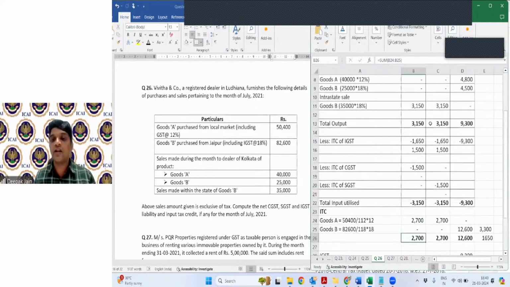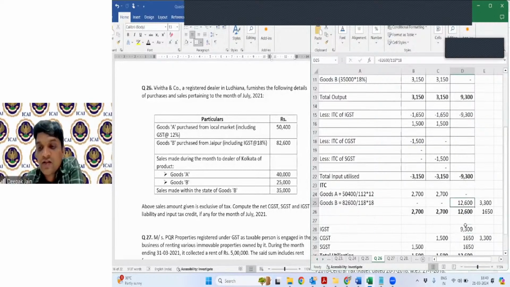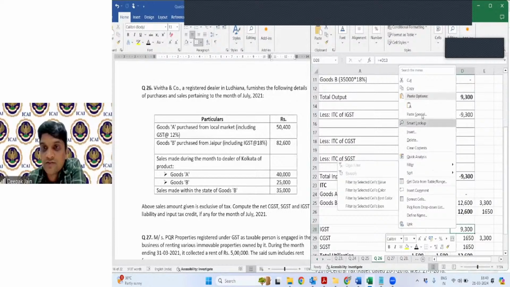Now, how will I utilize this? This is my output and this is my input. 9,300, this we have discussed, right? The IGST credit of 12,600 has to get utilized with this 9,300 first. So I'm giving a table of my ITC movement and how I'm utilizing. 12,600, I will utilize against this 9,300 first. Okay, this is gone.